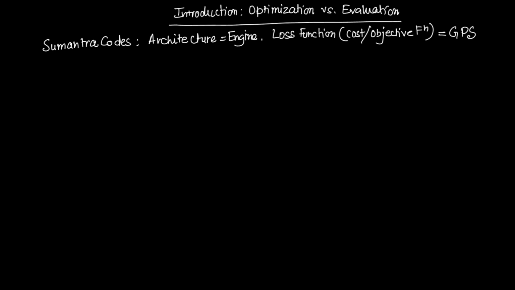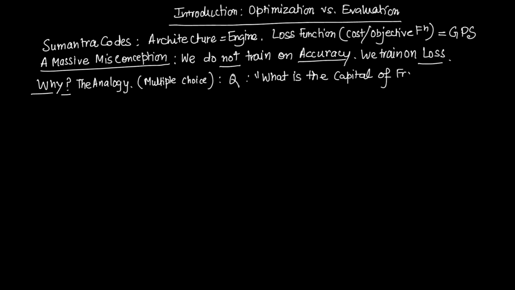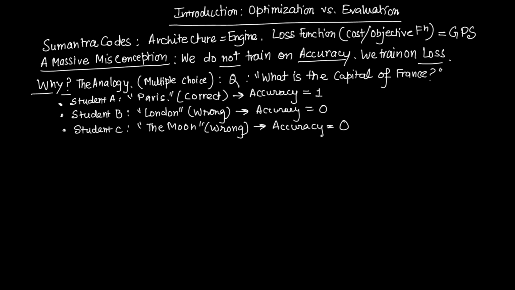Now, before we write any math, I need to clear up a massive misconception that trips up almost every junior engineer. We do not train on accuracy, we train on loss. Why? Imagine you are taking a multiple choice test. The question is, what is the capital of France? Student A answers Paris, correct. Student B answers London, which is wrong. And Student C answers the moon, which is absurd and wrong. If we judge by accuracy, Students B and C are equal. They both got a 0. They are both just wrong.